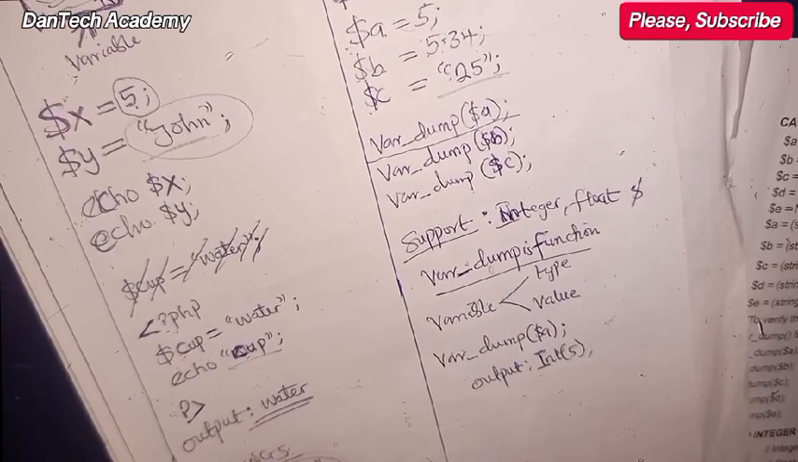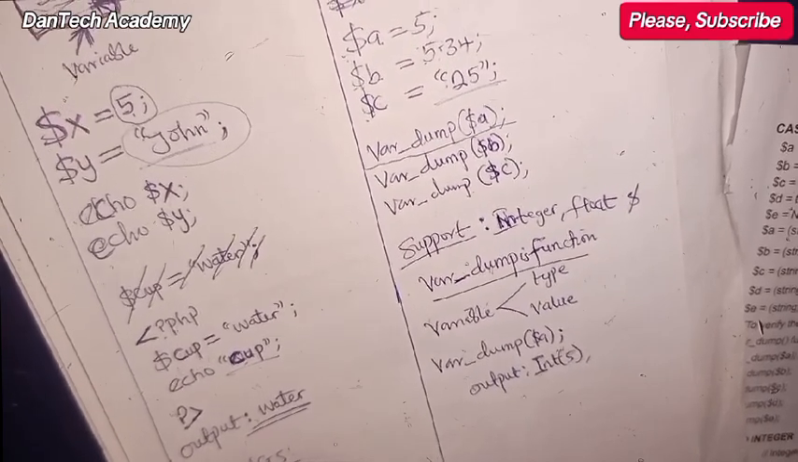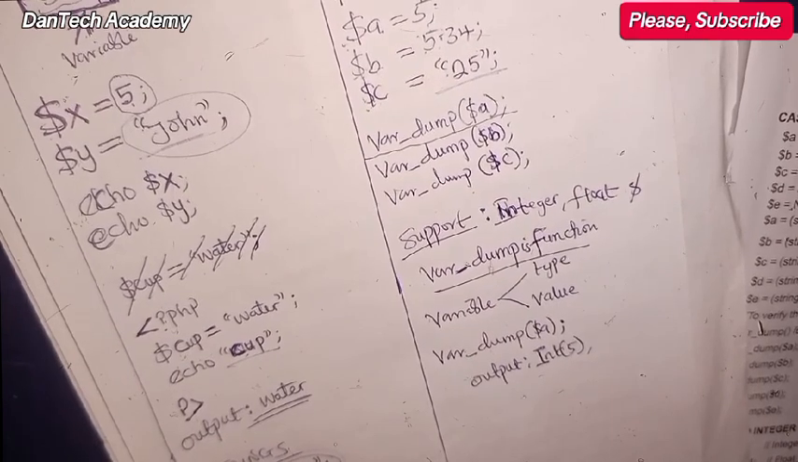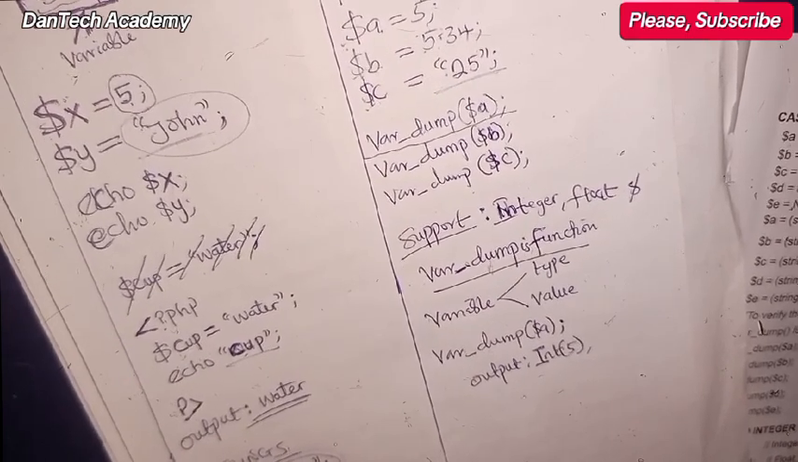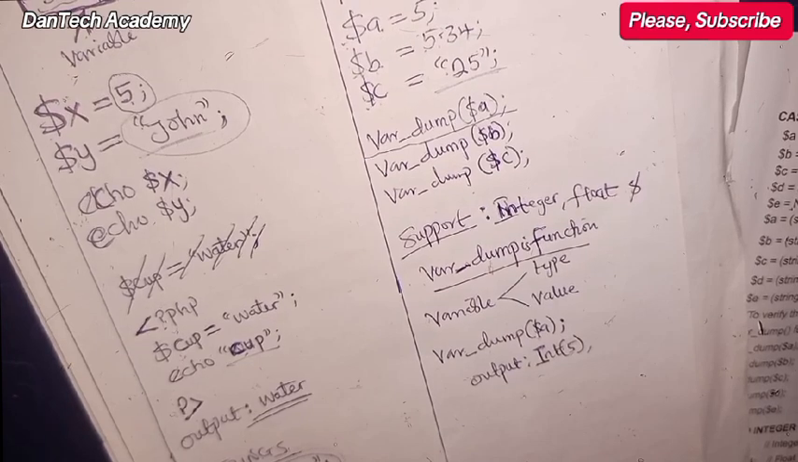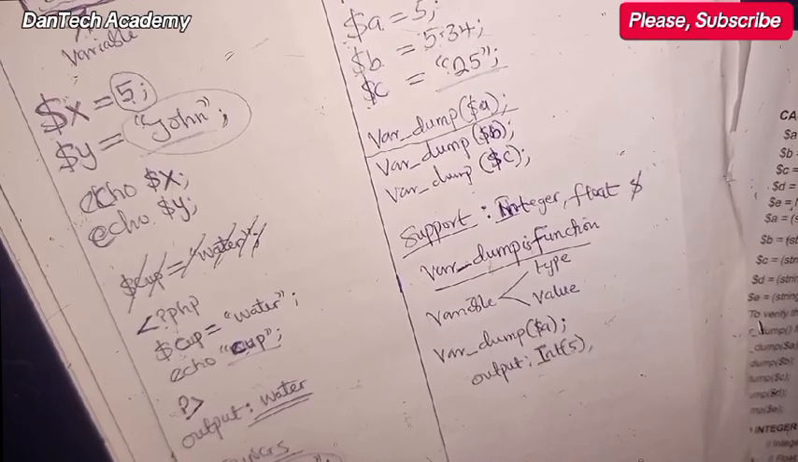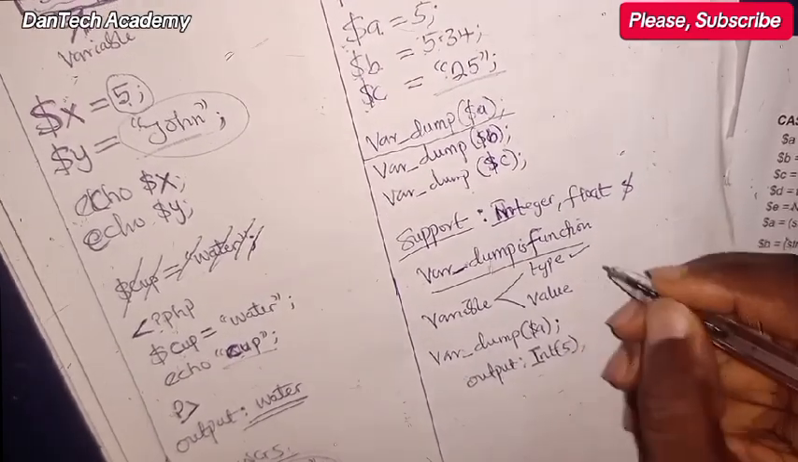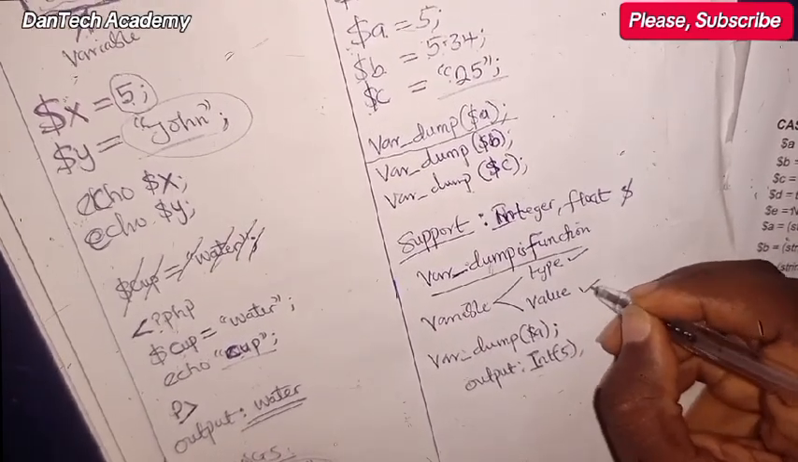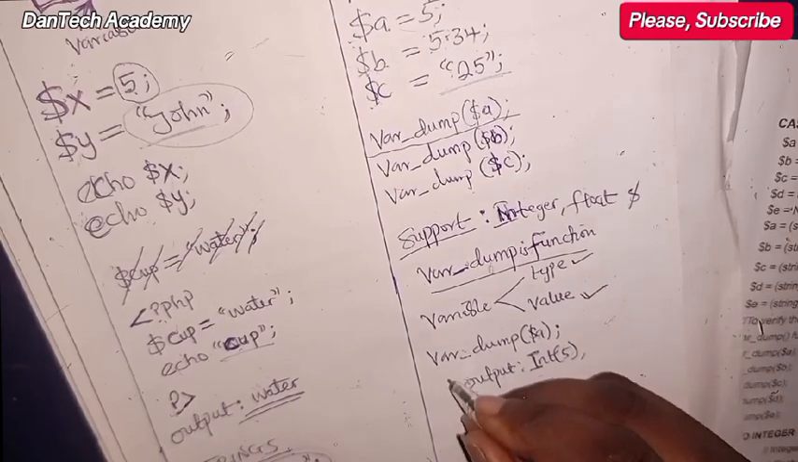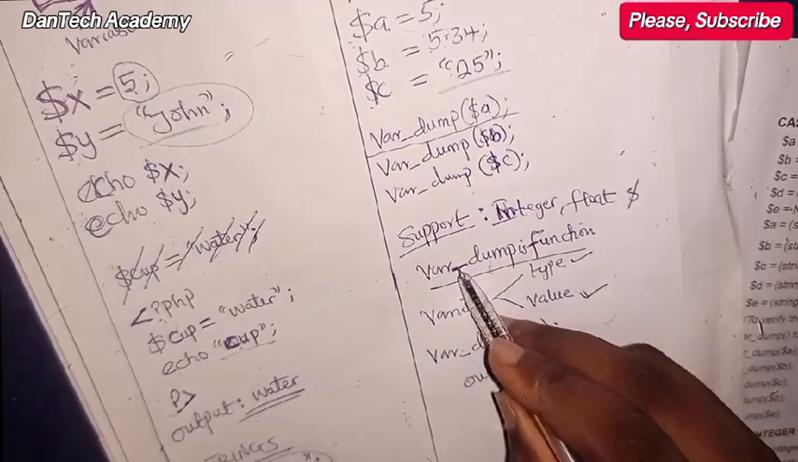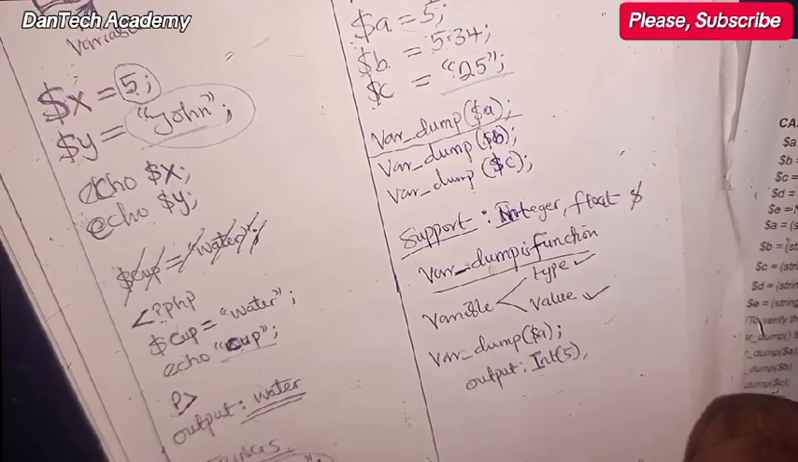So if you want to find out what type a particular variable is, and what value is assigned to that variable, we use this function var_dump. It is a function in PHP.